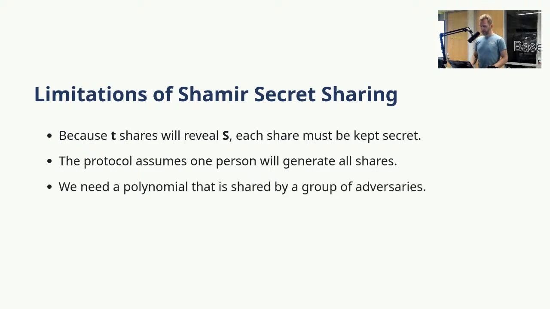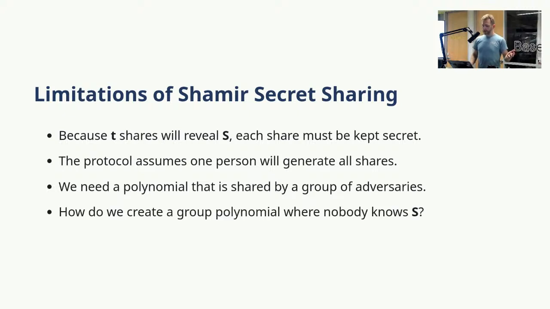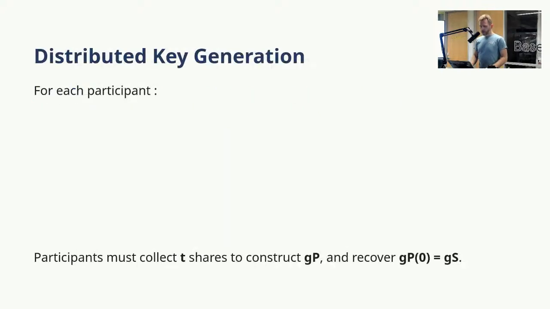This won't work. So we need a way to create a polynomial that is shared by a group of people and where nobody needs to know S. Because if you have a shared polynomial and multiple people know what the secret is, then you don't really have any custody over anything. It's just whoever decides to steal from you first. So it's not very secure to do this with multiple people. That's where distributed key generation comes in.